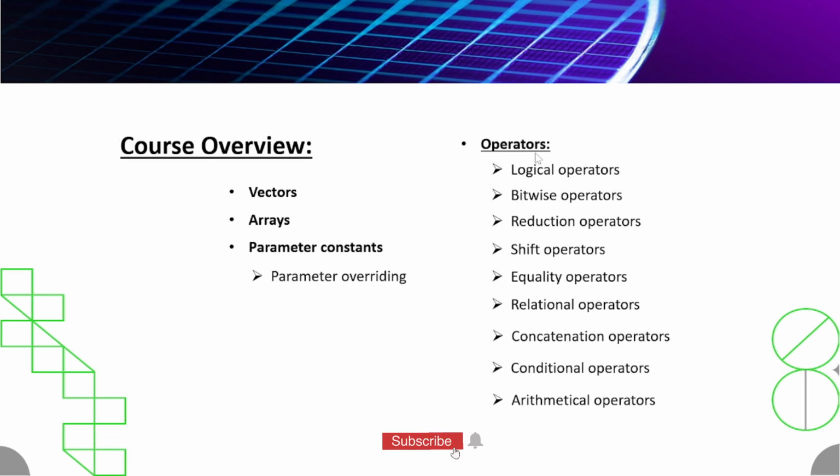Then we will cover different types of operators in Verilog. This includes logical operators, bitwise operators, reduction operators, shift operators, and equality operators. We will also learn relational operators, concatenation operators, conditional operators, and arithmetic operators. Each topic will be explained with simple syntax, clear examples, and practical use cases. By the end of this part, you will be confident in using these concepts while writing real Verilog code.